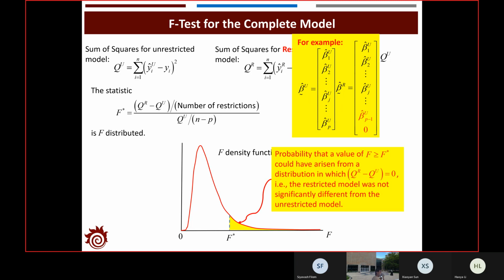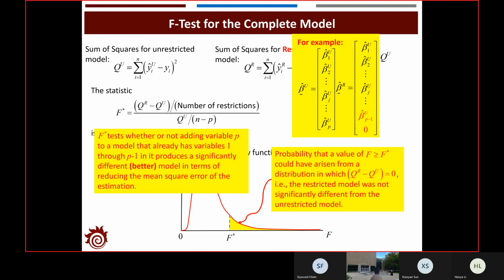It will tell you whether you can use the restricted model. If this probability is higher than 5%, we can use it. If it's not, then we cannot use it. So this is the case for adding one variable. But as I just stated previously, the F test can help us check which one is better, or whether we can remove more than one variable in the model.